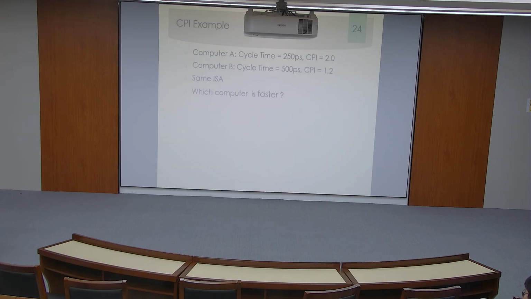We have a simple example here. We have two computers, computer A and computer B. The clock cycle time, one is 250 picoseconds, another one is 500 picoseconds. We have the CPIs, one is 2.0 for computer A, and another, B, is 1.2. They all have the same instruction set architecture. So which computer is faster? Which computer is faster and by how much? We have the expression to calculate the CPU time. I want you to tell me which computer is faster and by how much.